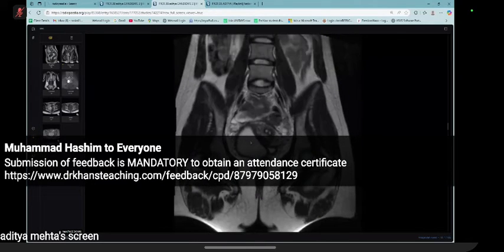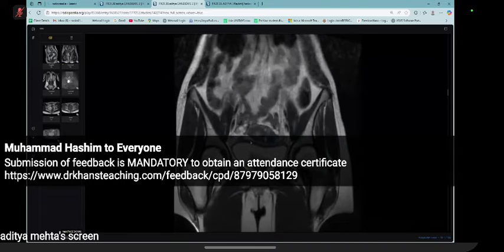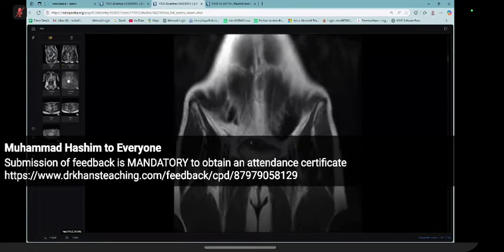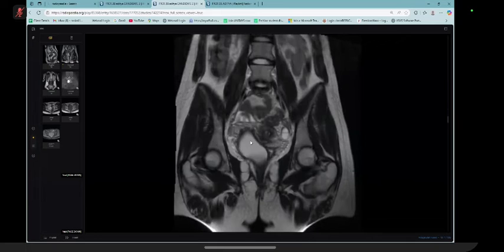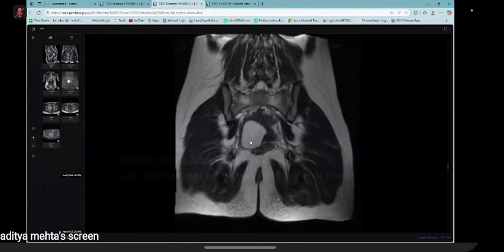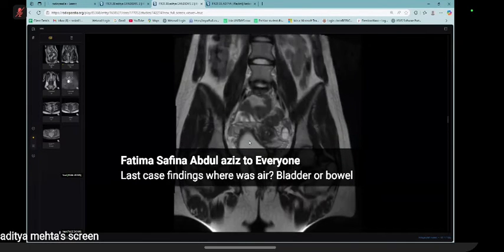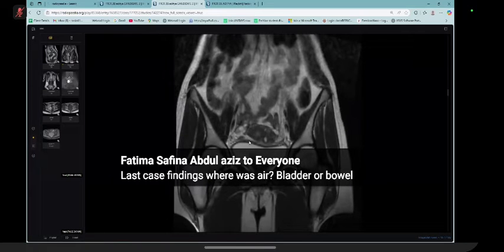Another thing I will look at is any other abnormalities, like vertebral anomalies or other associations, and the kidneys as well. And I will refer this patient to the gynecology team.